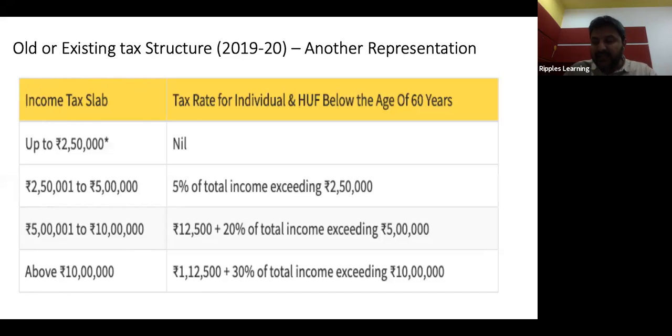1,72,500 as tax. Why? 0 to 2.5 is nil, 2.5 to 5 the tax is 12,500, 5 to 10 lakhs, 20% of 5 lakhs, which is 1 lakh. So when we go to the last slab, we are already paying 1,12,500 as tax. In the last slab, above 10 lakh, our earning is 2 lakhs, so we pay 30% of the income exceeding 10 lakhs, which is 60,000. So the net tax payable is 1 lakh plus 60,000 plus 12,500, which is 1,72,500. Is it clear to everybody?